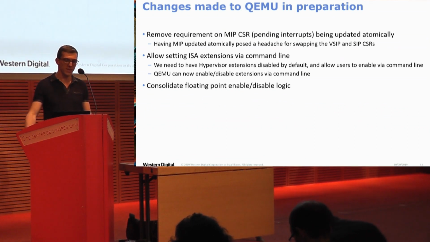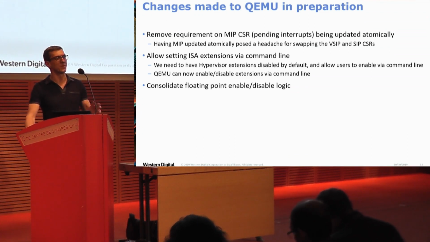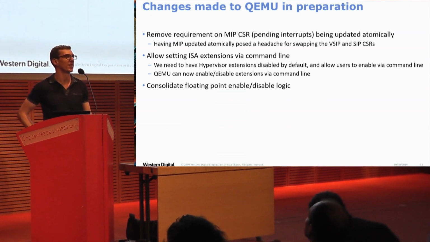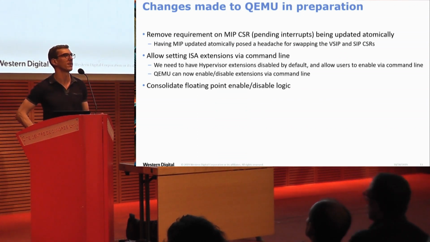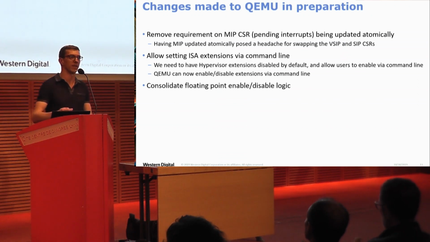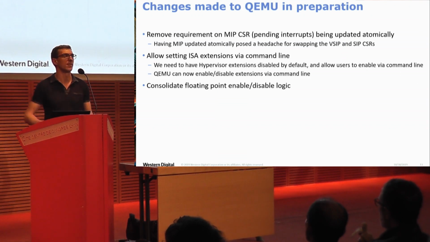So we have some changes made to QEMU already. The first one's actually not, I thought it was going to be merged, but it's not merged yet still. But let's just pretend it's merged. So we want to remove the requirement on the MIP CSR to be atomic. So it's the interrupt pending CSR for a CPU. So we previously updated it atomically because other CPUs would inject IPIs into it, so they would change the status of it. And having it updated atomically is a real pain when you are swapping the status all the time as you trap in and out of hypervisors.